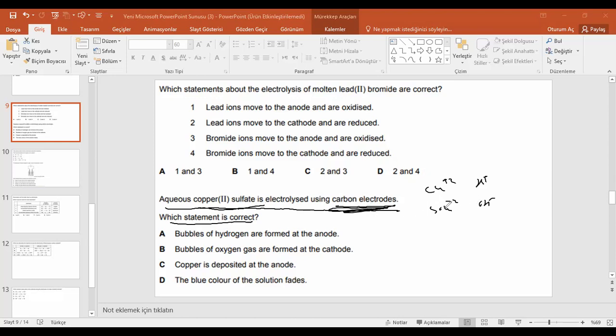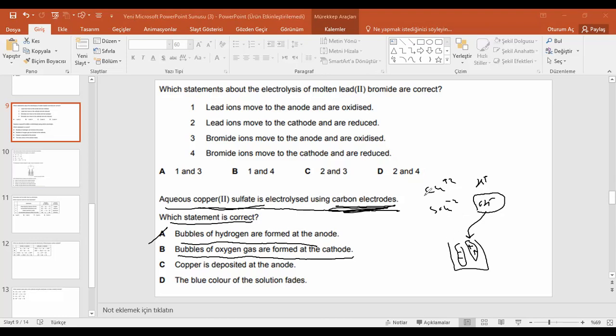Okay. Which statements are correct? Bubbles of hydrogen formed at the anode. So look, guys, at the anode, we have OH minus attracted. So this is wrong. Bubbles of oxygen are formed at the cathode.